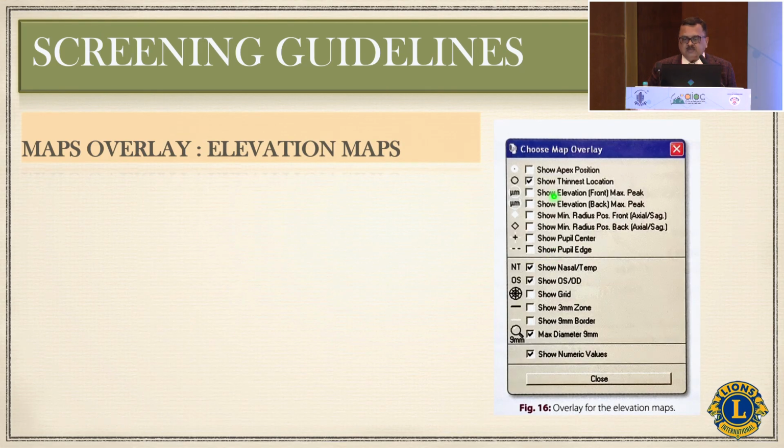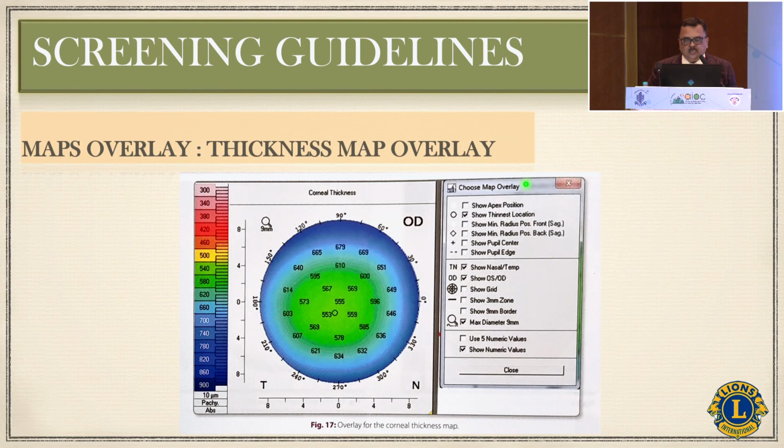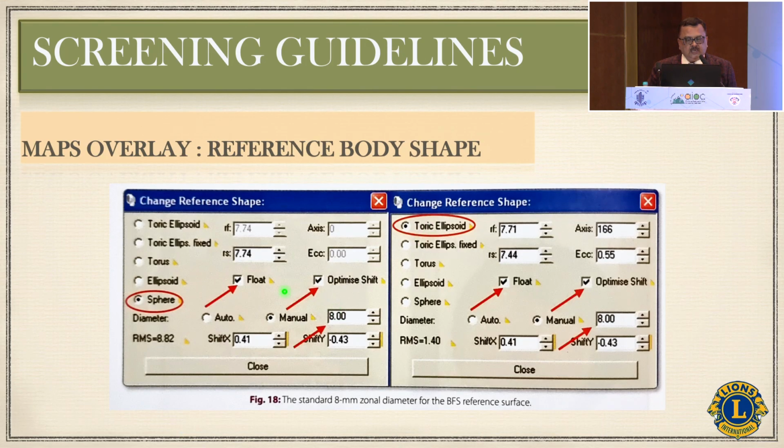This is the elevation map, just have the thinnest location. Tell me if I want to go slow, I'll go slow. This is the thinnest location, look for the circle. And remember, these are the advised standard. We have to use a float, I'll explain. Optimized shift and the manual diameter.